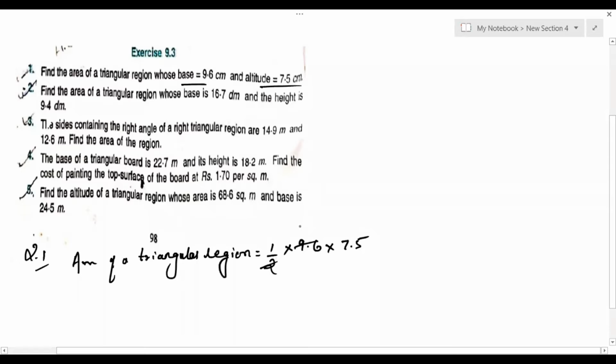So half of 9.6 is 4.8. Now we have 4.8 into 7.5. When you multiply, you'll get the answer as 36 centimeter square. Now we'll go towards question number 2.